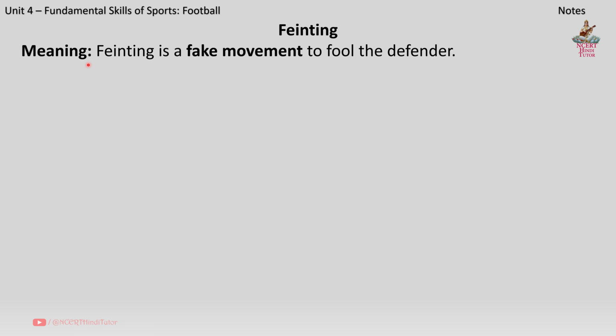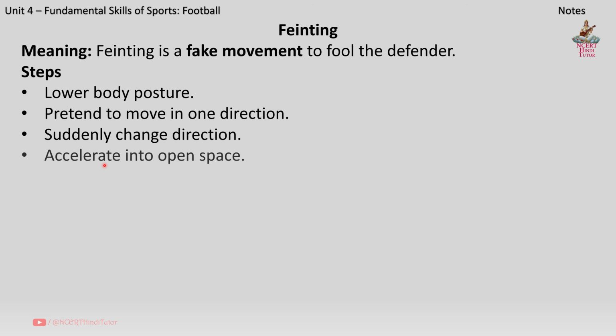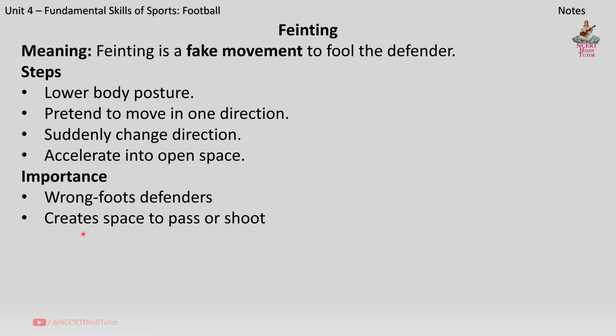Feinting. Feinting is a fake movement to fool the defender. Steps: lower body posture, pretend to move in one direction, suddenly change direction, accelerate into open space. Importance: wrong-foots defenders, creates space to pass or shoot.